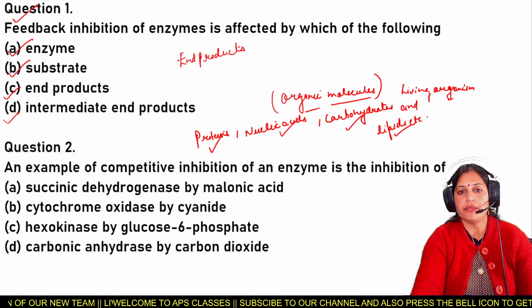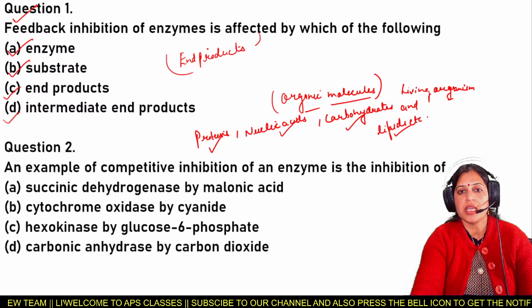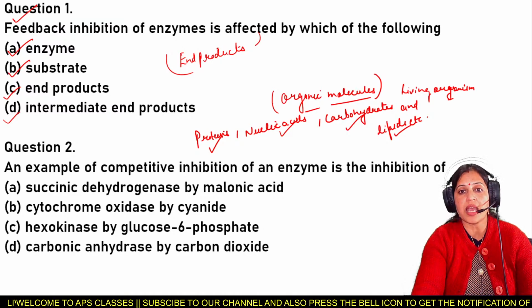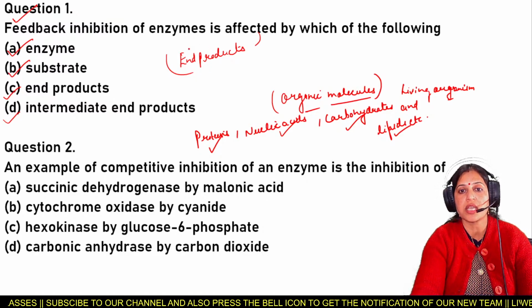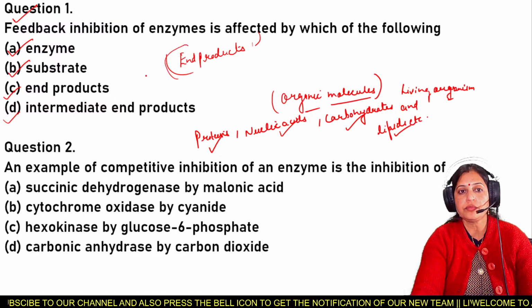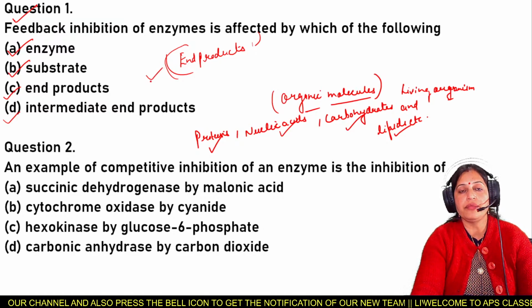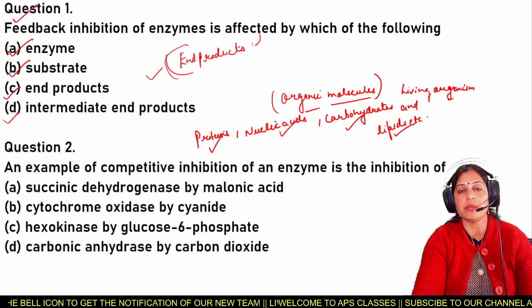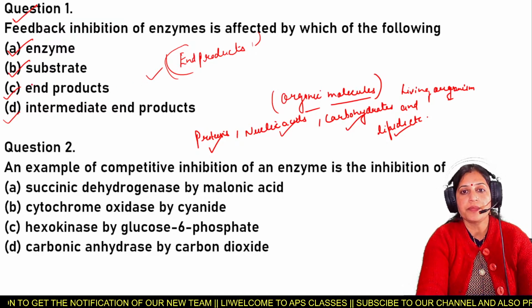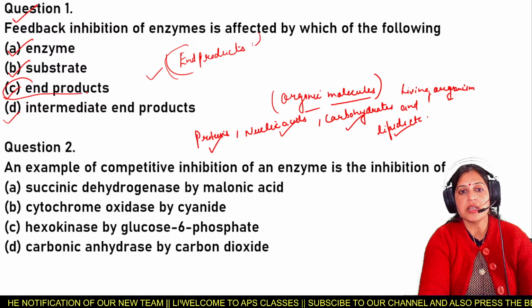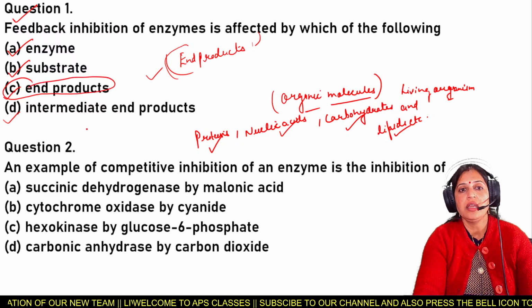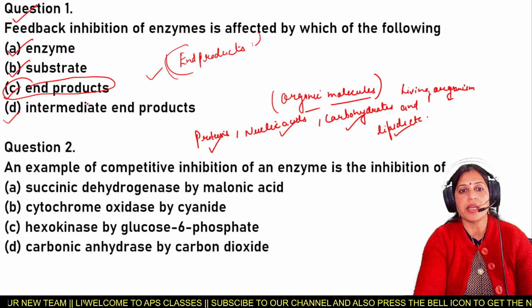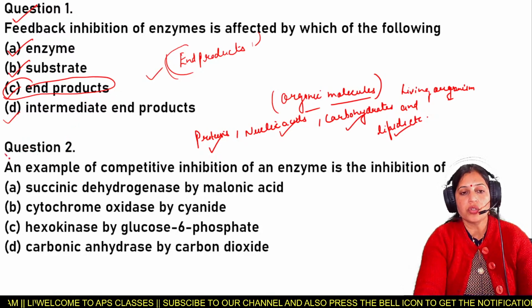The feedback inhibition of enzymes is only affected by the end products, and it has no effect on the enzyme, substrate, or intermediate end products. Only the end products are involved in the feedback inhibition of the enzymes. So this is the right answer for question number 1: the feedback inhibition of enzyme is affected by the end products. Now shift to question number 2.